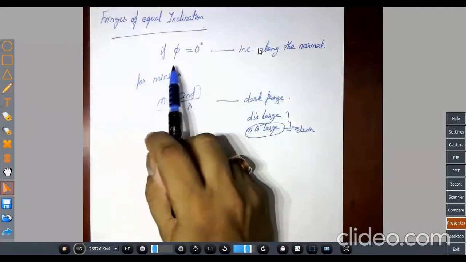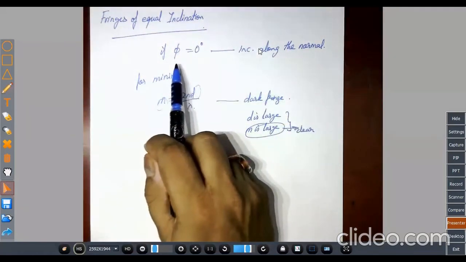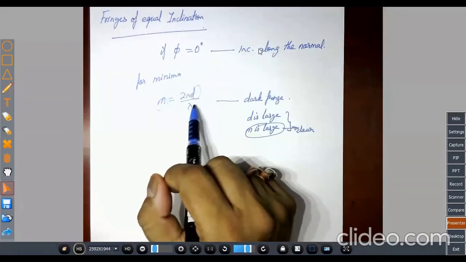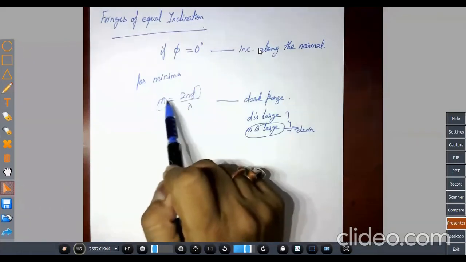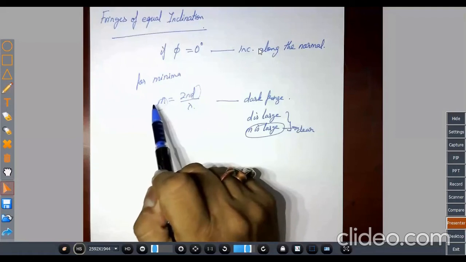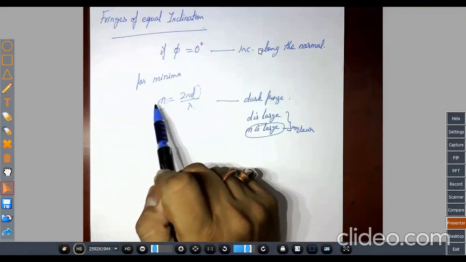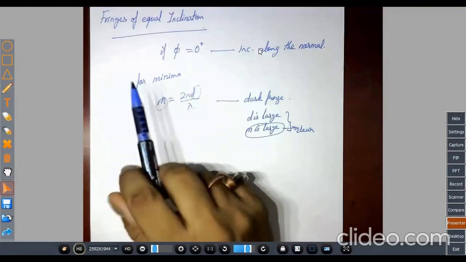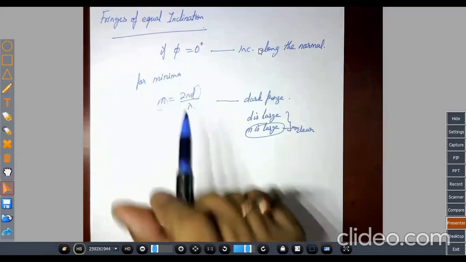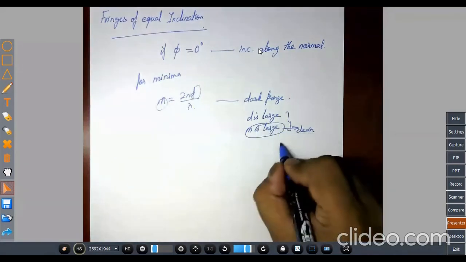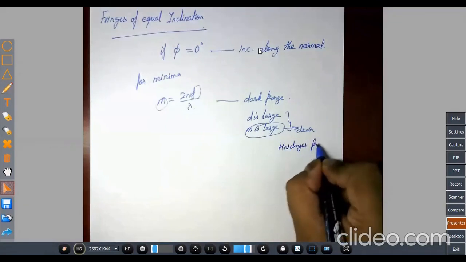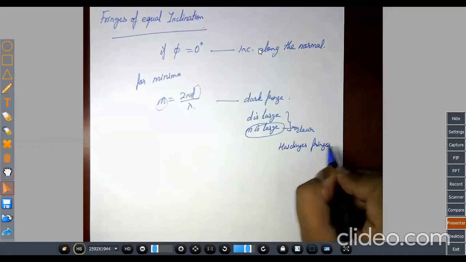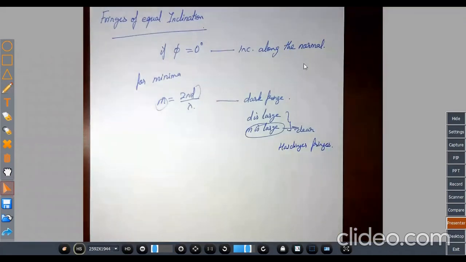For a specific value of phi, and since d is also constant for a plate, for a specific value of phi we will get a specific order. So all the interfering orders will be equally inclined, and such fringes are called Haidinger fringes.